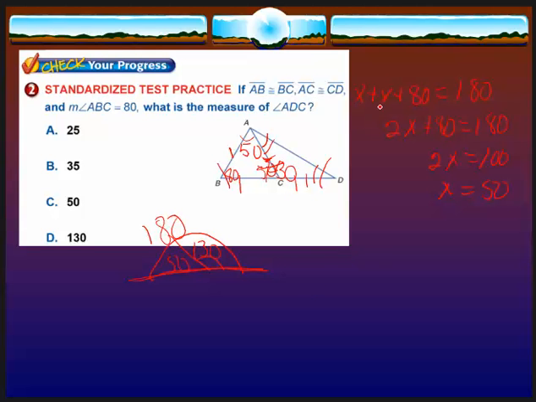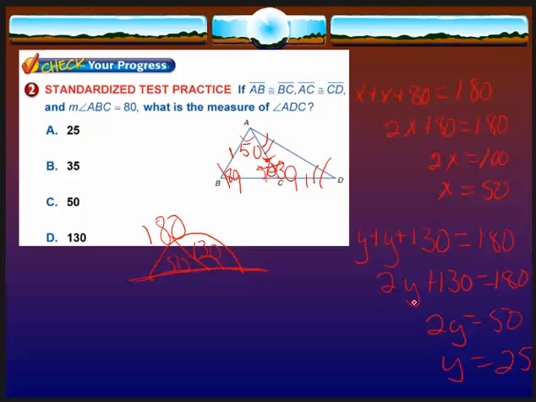So using the same technique here, we'll call it y plus y. My two congruent angles are y plus the 130 degree vertex angle is going to equal 180 degrees. I can then subtract the 130 and get 50, divide by 2, and y equals 25. So my answer would be A, 25.